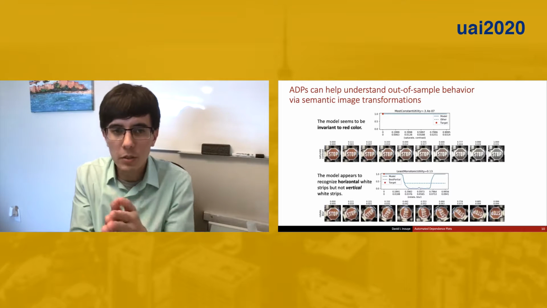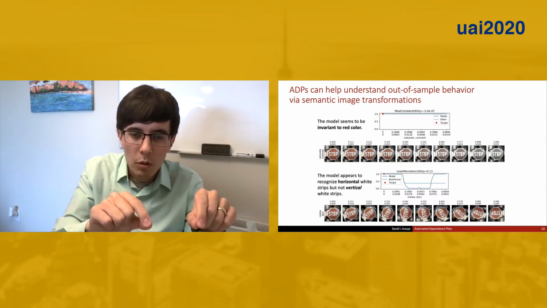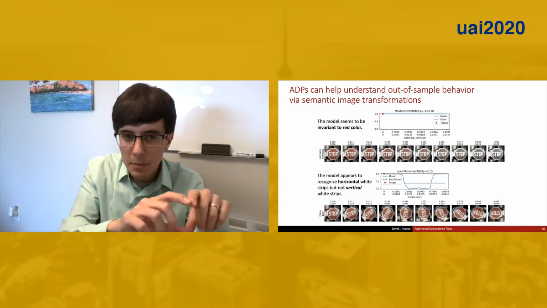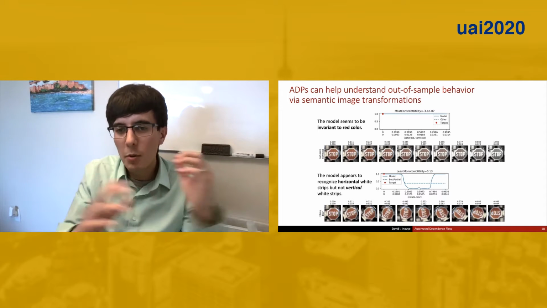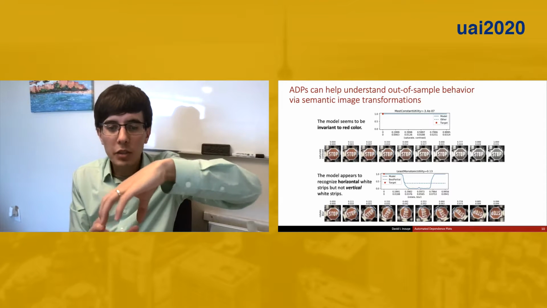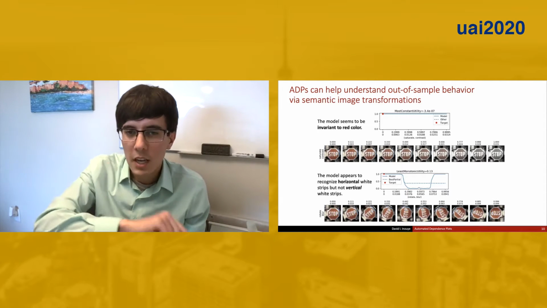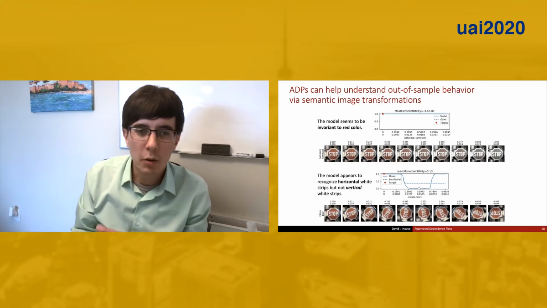Here, the model appears to recognize a stop sign if it's right side up or upside down, but not if it's rotated 90 degrees. So this is actually non-monotonic behavior that we're able to find using our method.